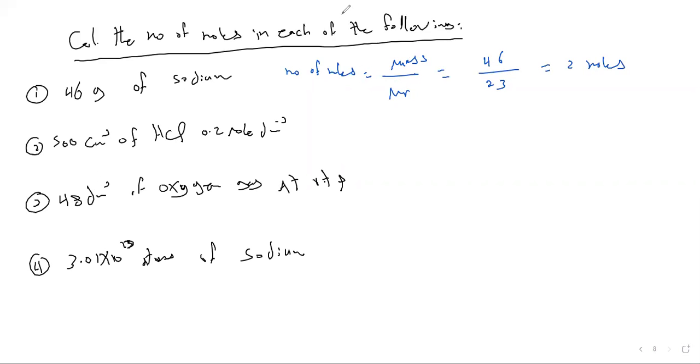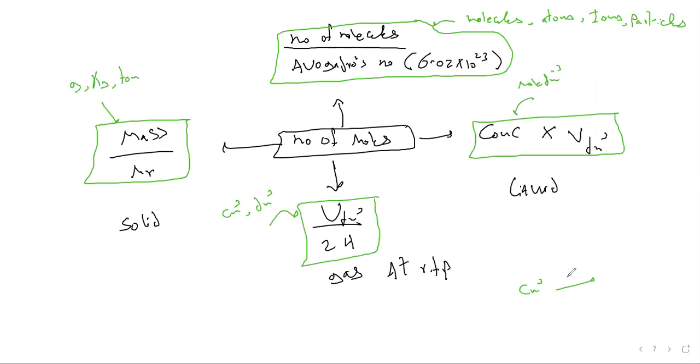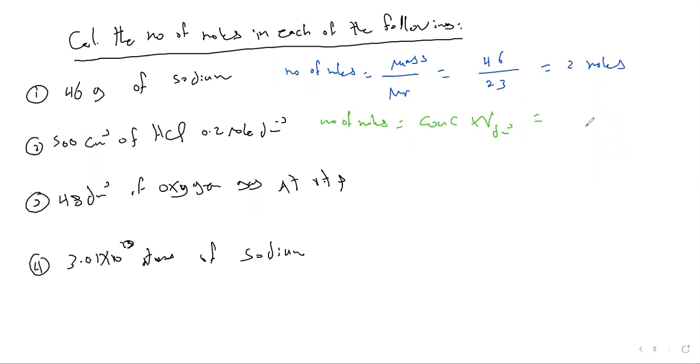For the second one, we have concentration and volume. So the number of moles is equal to concentration multiplied by volume in decimeter cubed. If we have centimeter cubed, we divide by 1000 to get decimeter cubed. So it is equal to 500 multiplied by 0.2 over 1000. This is the volume multiplied by concentration, and then over 1000 to get decimeter cubed. It equals 0.1 mole.